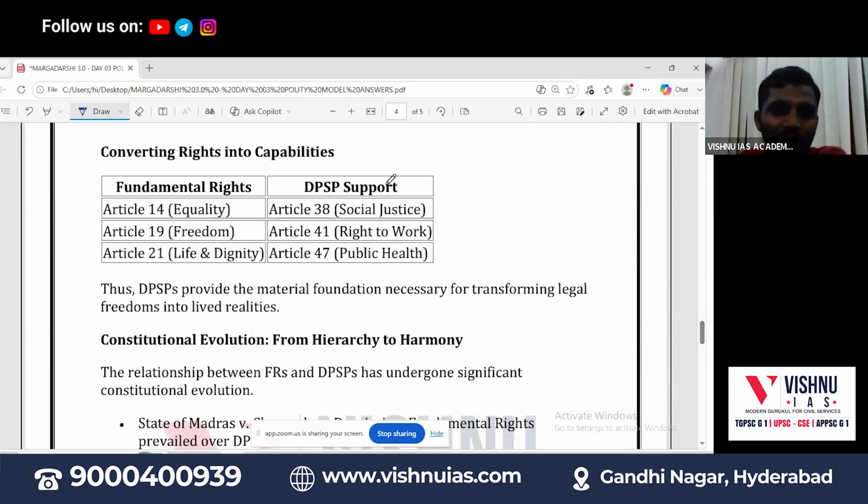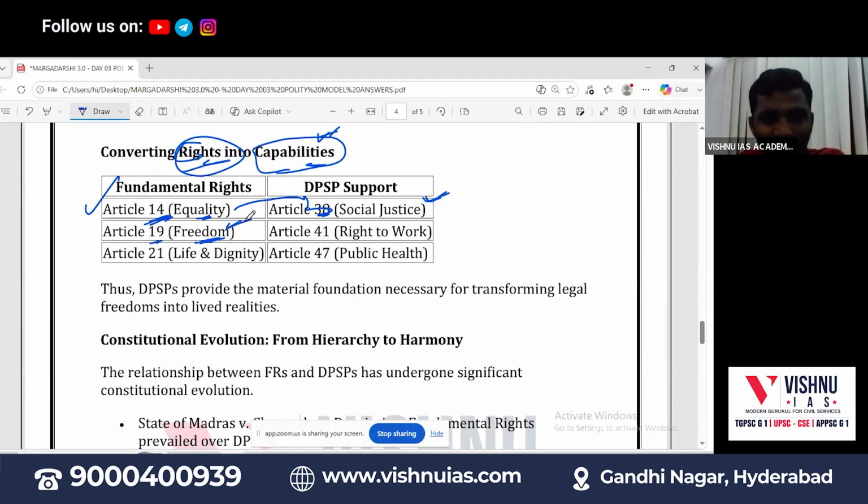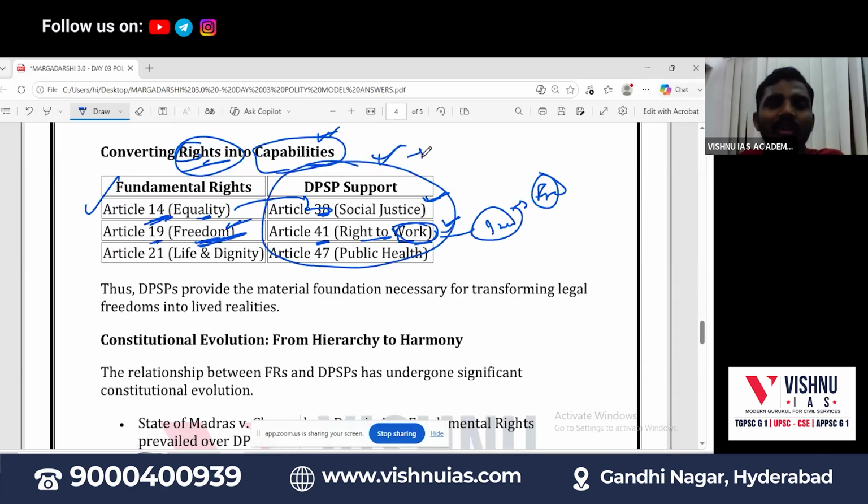Now, how do we convert our fundamental rights which are there into different capabilities? How can you convert? If you have Article 14, that is not enough for equality, you have to turn it into social justice through Article 38. So only when Article 38 is implemented, Article 14 will get its meaning. Okay. Now Article 19, if you have only freedom, that is not enough. Even you should have the right to work. Only freedom is not enough, right? Even you should have the right to work. Only when you have the right to work, you will get income, and when you get income, you can exercise the freedom. That is Article 19. So here the core idea is DPSPs are also to be implemented. Only when they are implemented, fundamental rights can be used.